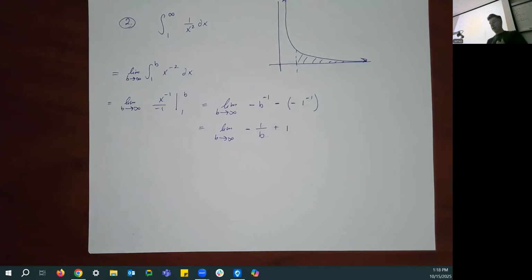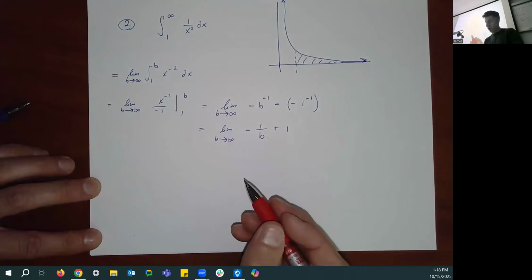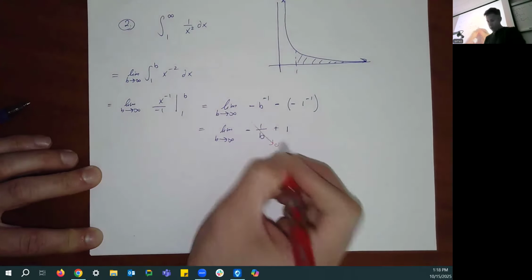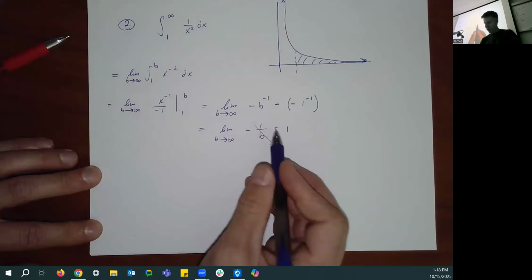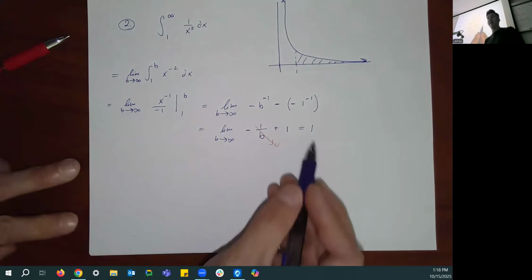And now, at least for me, it's easier to determine that as b is going to infinity, 1 over b is going to go to 0. It's going to get smaller and smaller and smaller. So this part goes to 0. The whole limit equals 0 plus 1. And since the limit here is equal to a finite real number, we say that this integral converges. And we say that it converges to that value.